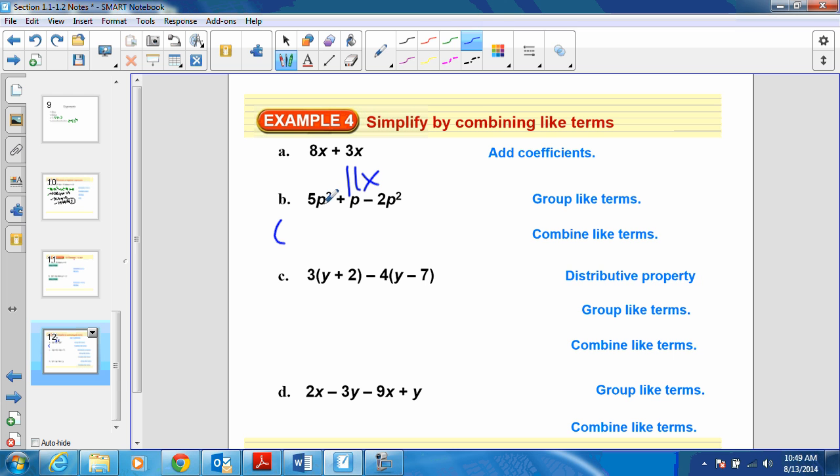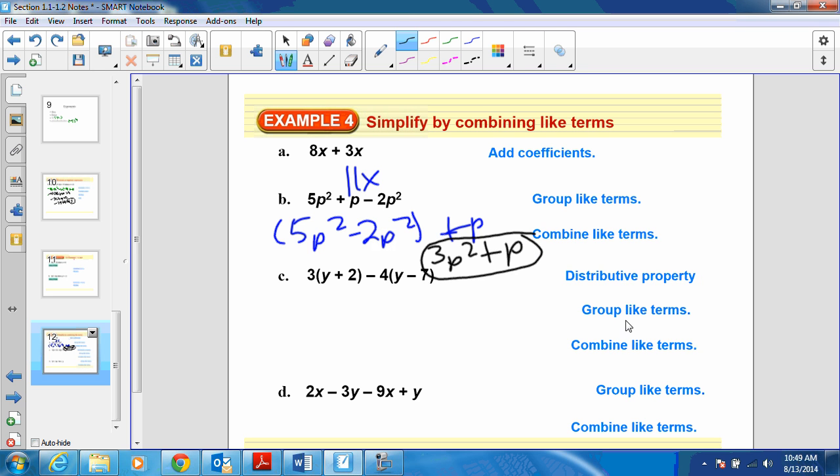So they group the like terms, the ones with the p squared. So it'd be 5p squared minus 2p squared plus p. So 5p squared minus 2p squared, you can break that down, would be 3p squared. And then you still have your p on the outside. Now, if you could do that without grouping it, that's fine, but it's just a thing to be helpful.